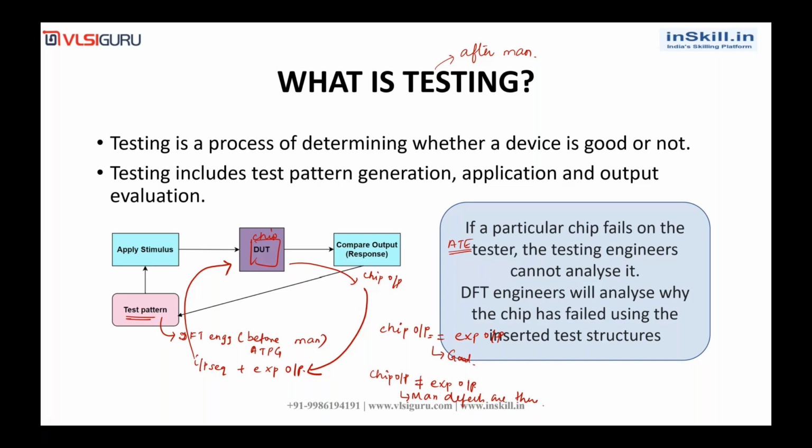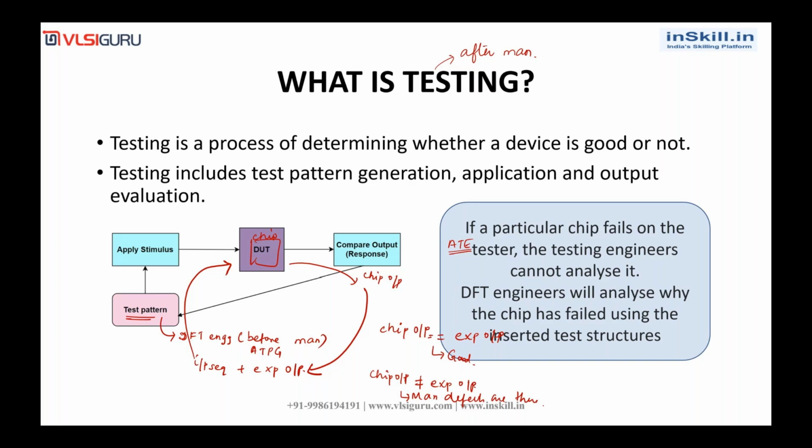If a particular chip fails on the tester, the testing engineers cannot analyze it. DFT engineers will analyze why the chip has failed using the inserted test structure. DFT engineers will be able to tell what manufacturing defect has caused the chip to fail. So that is what happens at the time of testing.